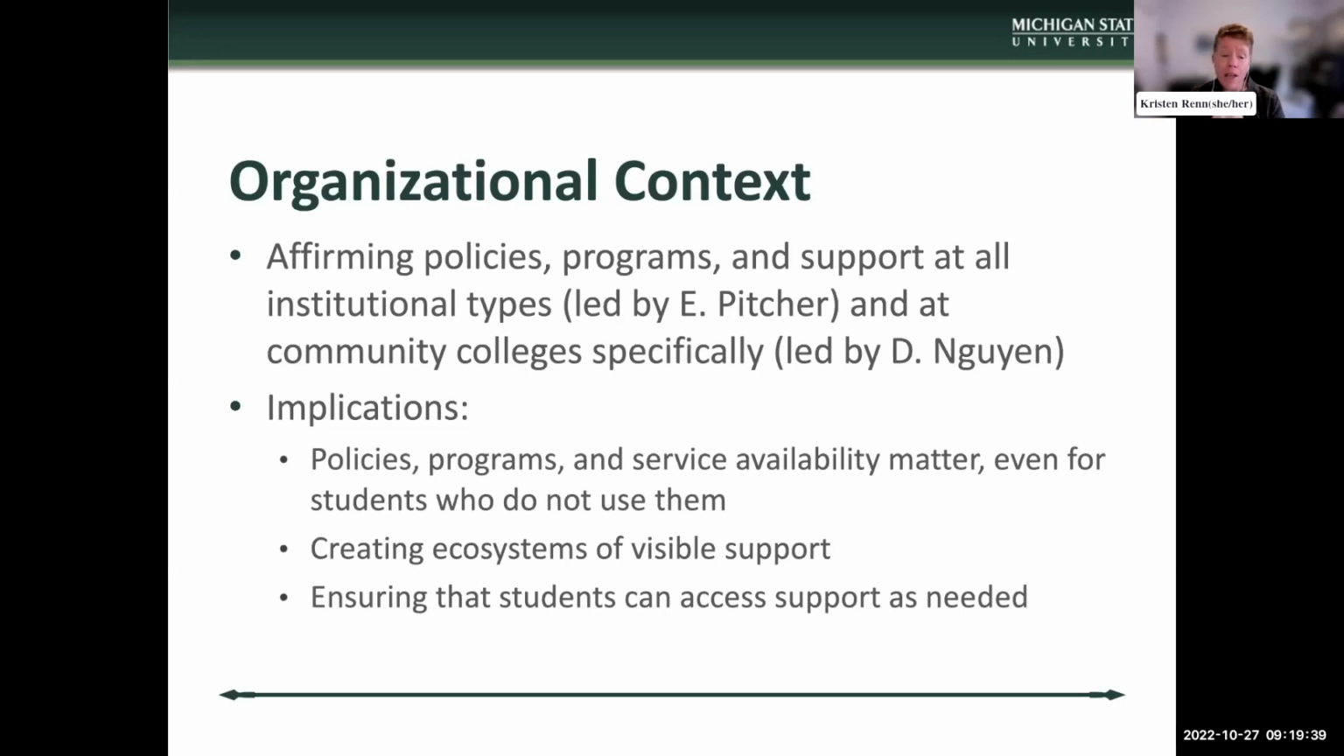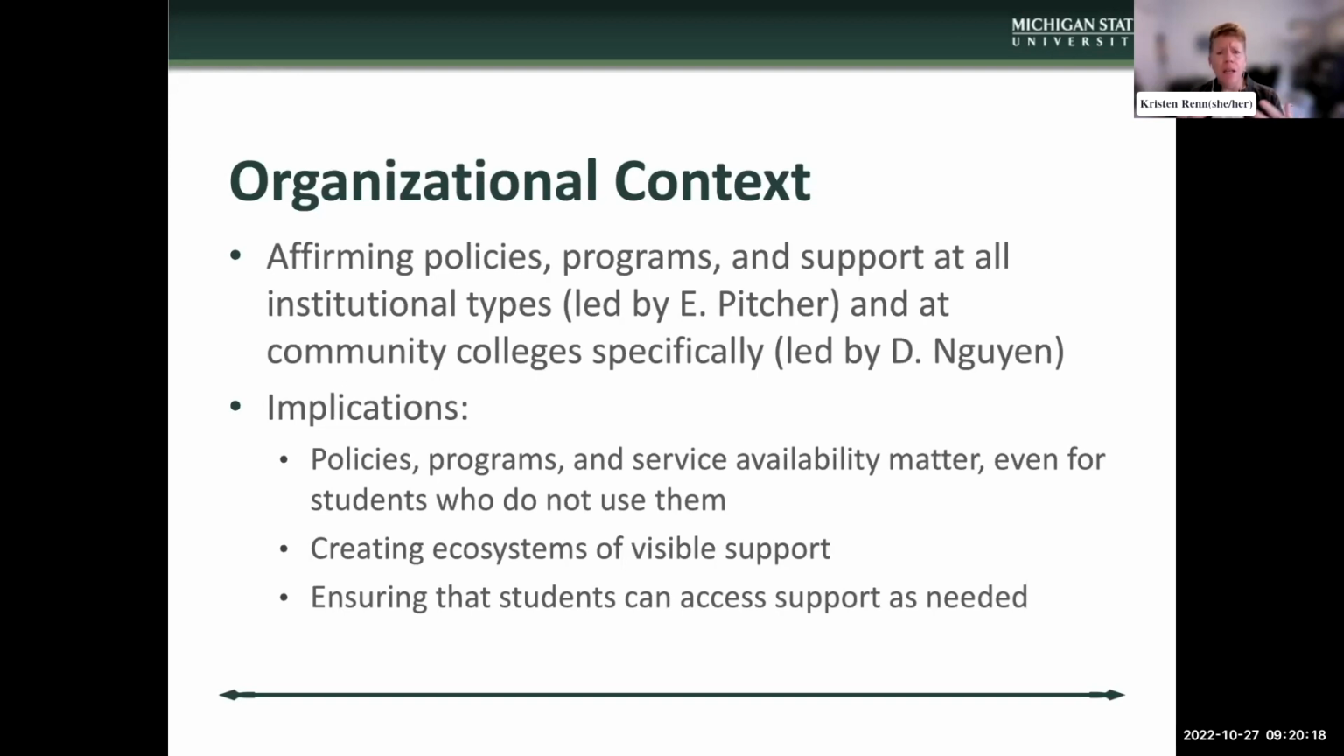And interestingly, in the implications, even for students who aren't using these programs, services, policies particularly, it matters to them as well. So having a student health insurance policy that includes gender affirming care, even for trans students who are not using it, or for non-trans students, the fact that that policy is there and people know about it is helping overall 2SLGBTQ plus students understand that they are supported on campus. So I think that even when students aren't using the programs and services, knowing they're there has a positive valence for them. I think partly that the organizational context there helps create ecosystems of visible support.